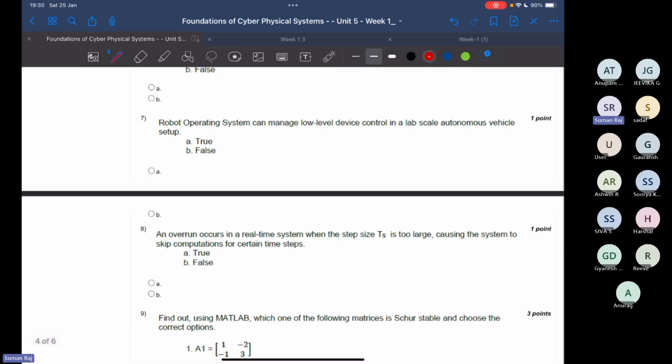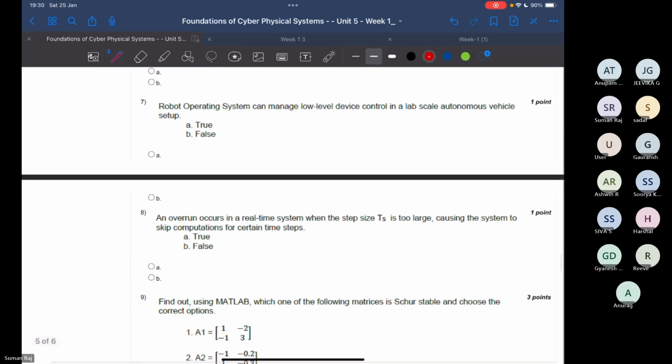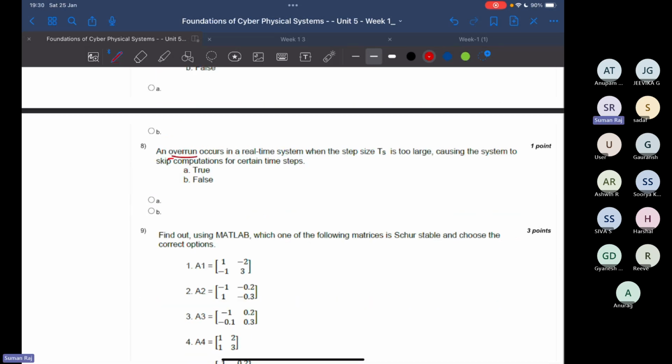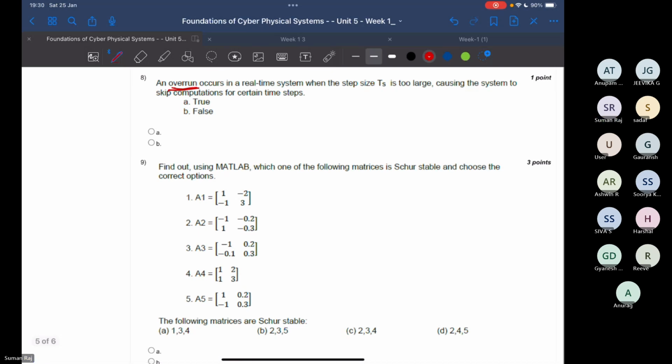Now the next question says robot operating system can manage low level device control in a lab scale autonomous vehicle setup. I think this is also an easy question. Again, whatever questions are being asked, we have covered in the slides. An overrun occurs in a real-time system when the step size TS is too large, causing the system to skip computation for certain timestamps. So you have to check if this part is correct or not, if it is too large or too small.